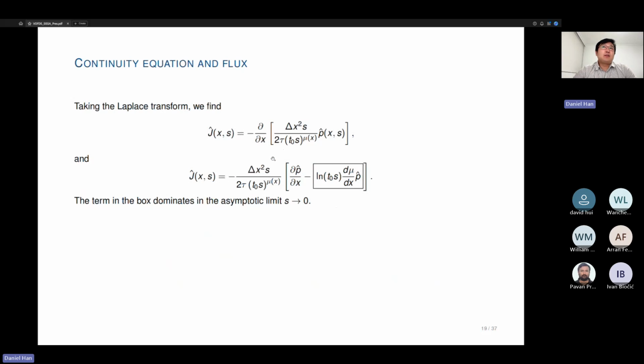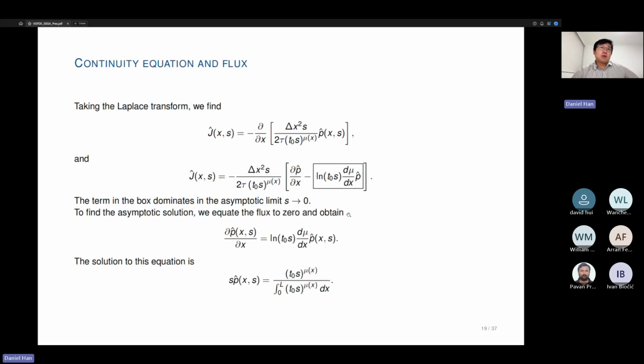In Laplace space we can do the same thing, but now the Riemann-Liouville fractional derivative simplifies to just having s to the power of minus mu, where mu is a function of x. Explicitly expanding this derivative, you end up with the gradient of your density in Laplace space minus that logarithmic term multiplied by the gradient of your fractional exponent in space. This term dominates as s goes to 0, because the gradient in probability density has no s dependence at all.